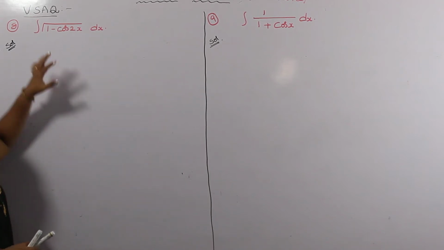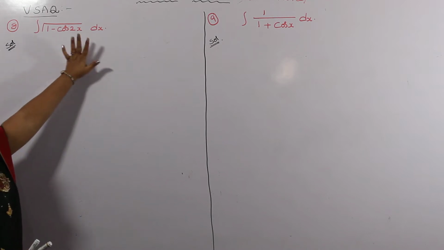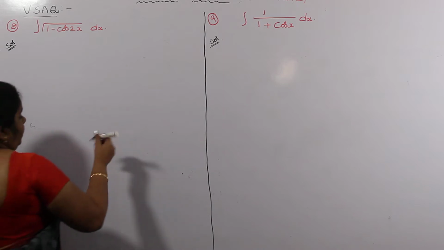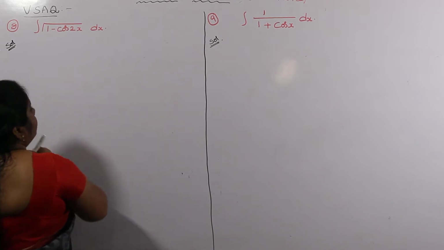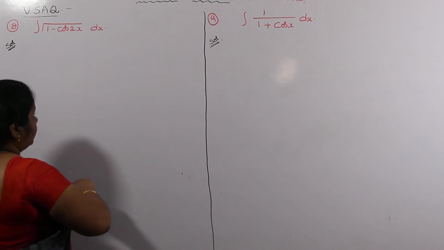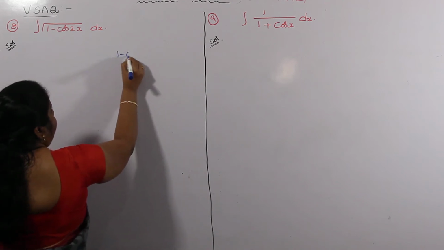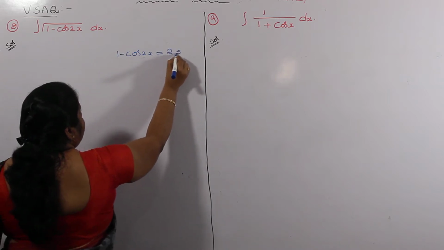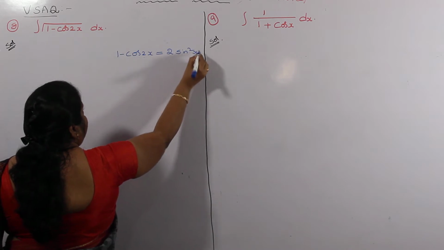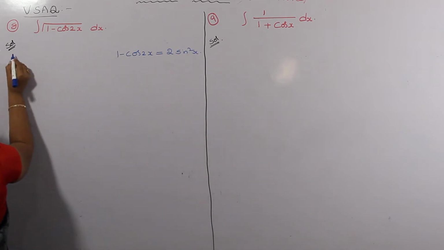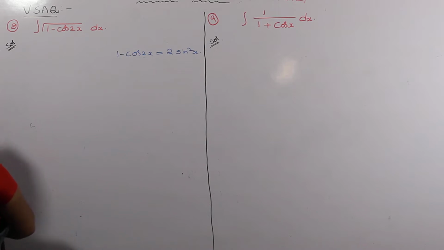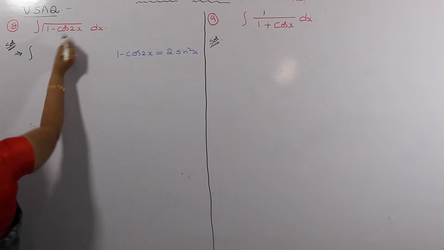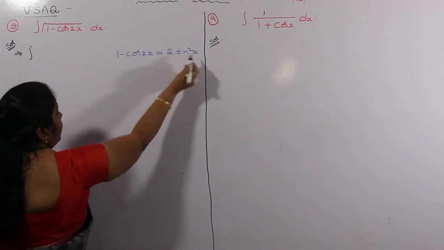Next VSQ. Integral of root over 1 minus cos 2x dx. We have the trigonometric formula, that is 1 minus cos 2x is equal to 2 sin square x. Apply this formula here. That implies integral of root over 2 sin square x dx.